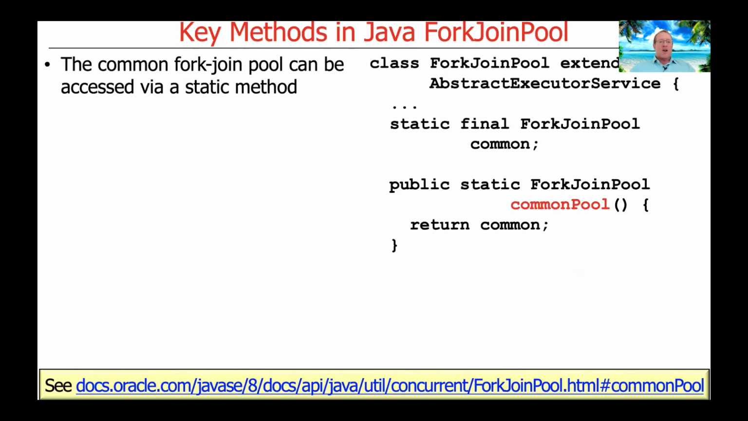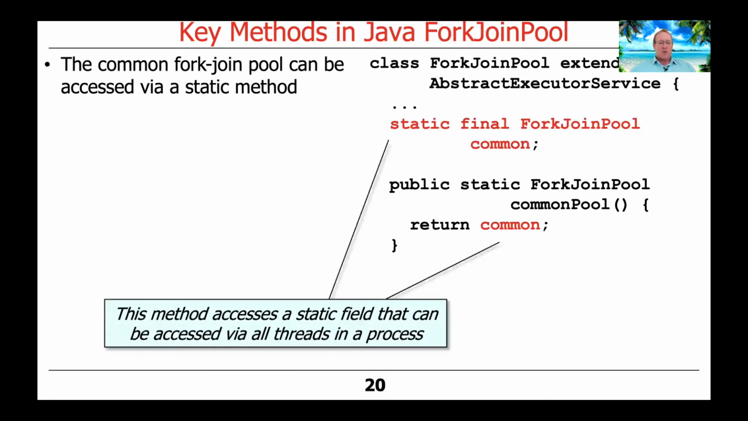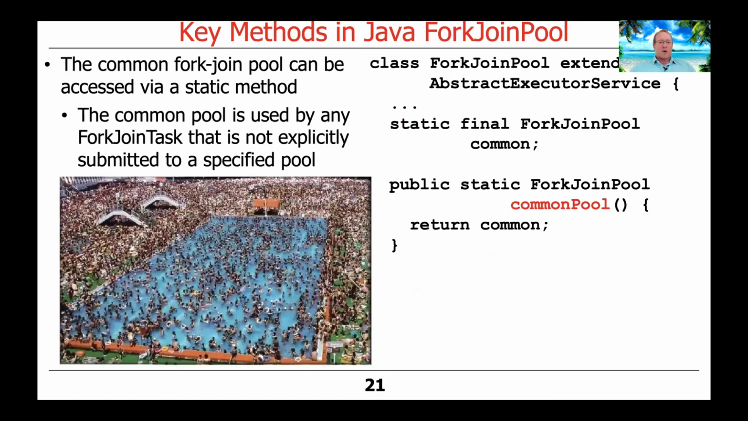There's also something called a common fork join pool. And interestingly enough, that's actually the most common, hence the name, way of having a fork join pool. You can access the common fork join pool by invoking a method which has the name common pool, and that is a static method. So you can say fork join pool dot common pool, and that particular method means that any thread in a process can get access to the common fork join pool.